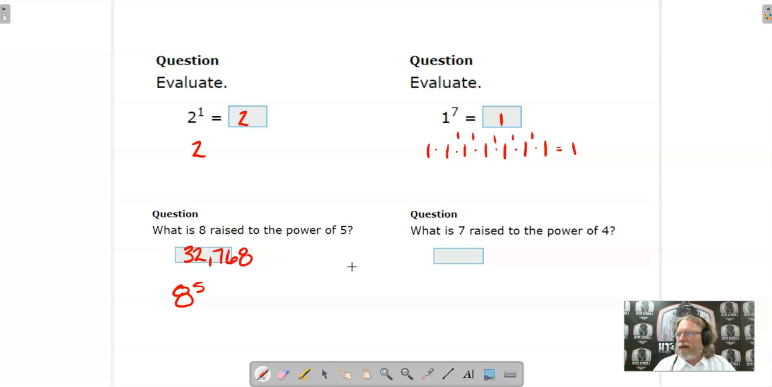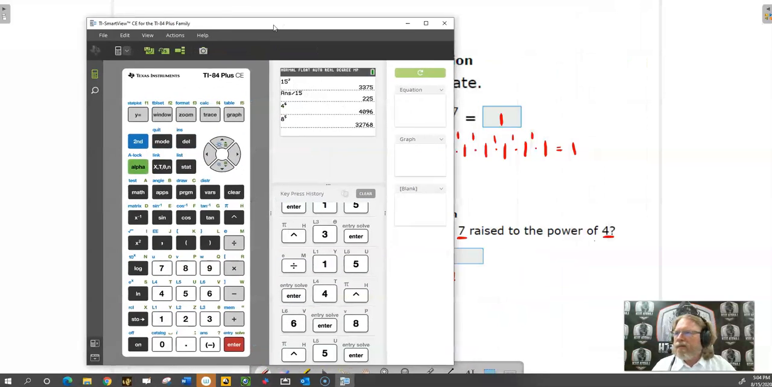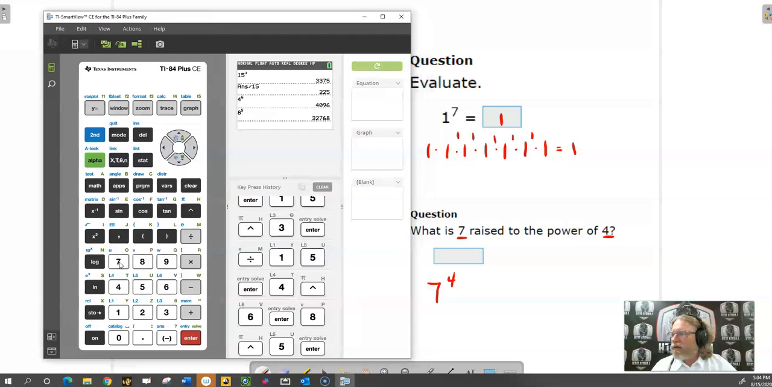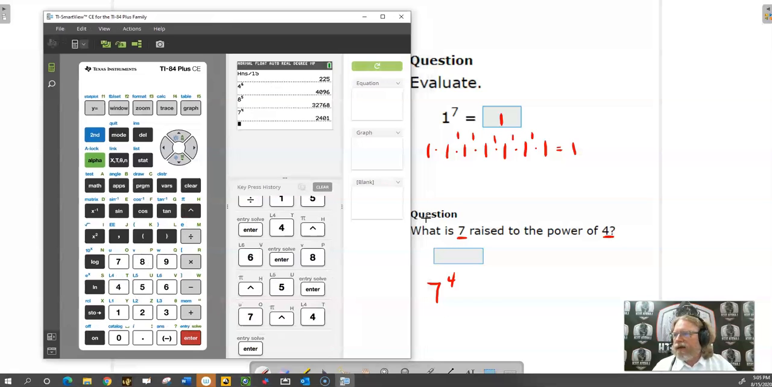32,768. Big number, right? And then what is 7 raised to the 4th? They want to know, do you realize this is the base and this is the exponent? So 7 to the 4th. And grab my calculator again. And we're going to do 7 to the 4th. So 7 to the power of 4. That would actually be 49, same as 49 times 49. That's going to be 2,401.